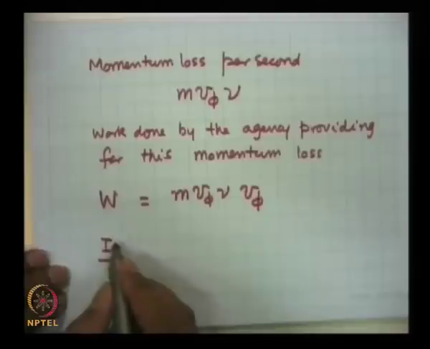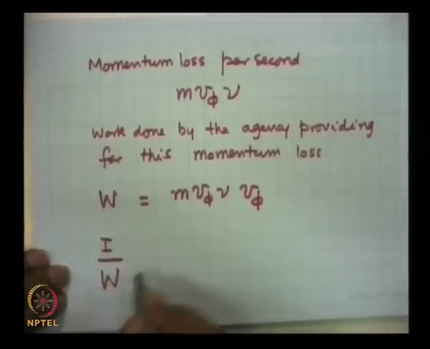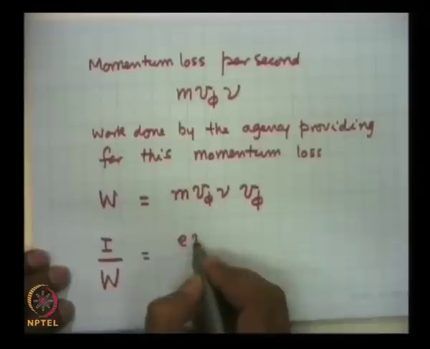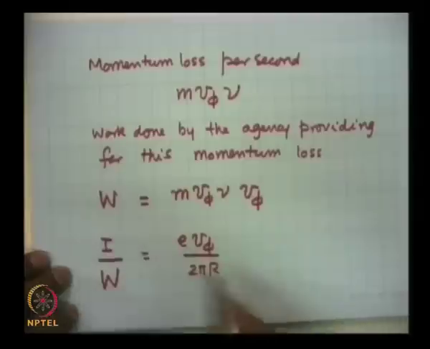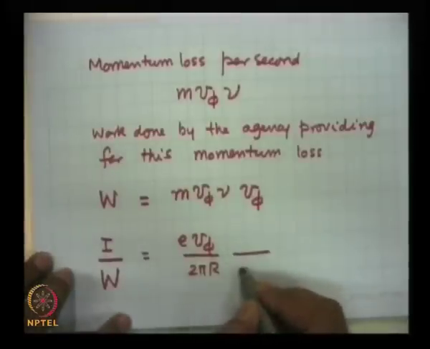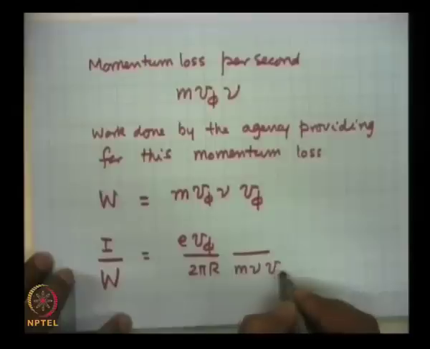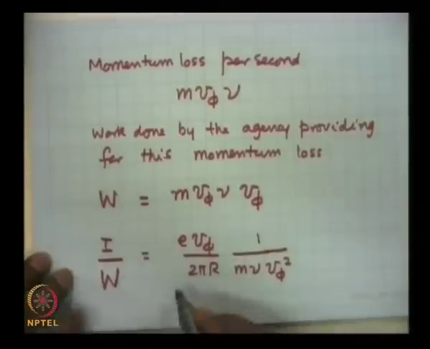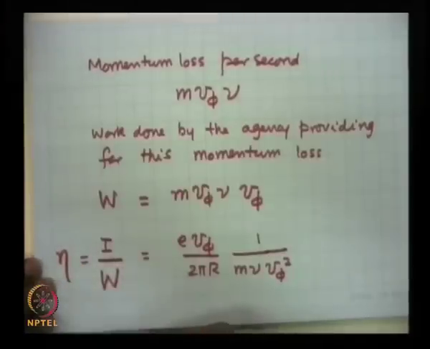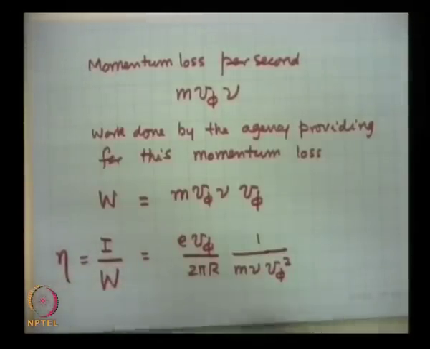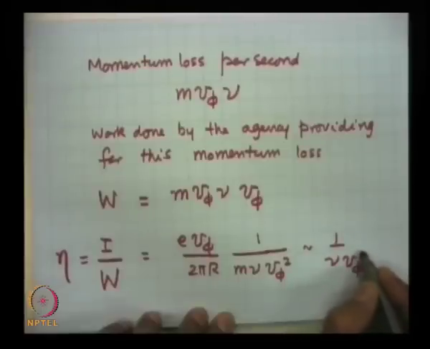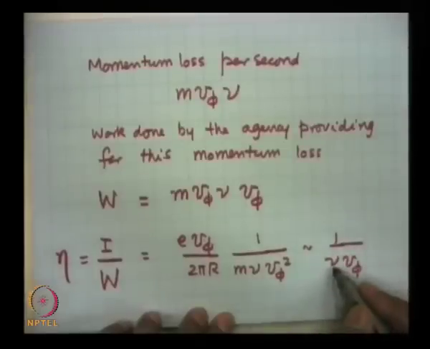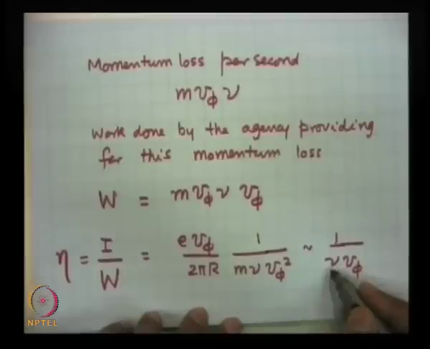So, for driving a current I, the work that you do turns out to be equal to e v_phi upon 2 pi R, which was the value of I that I wrote per particle, and the work that you do is m nu v_phi squared, and this is called the figure of merit for current drive by a radio frequency wave. You may note here, one v_phi will cancel out, this quantity scales as 1 upon nu into v_phi squared, and nu goes as 1 upon v_phi to the power 3.